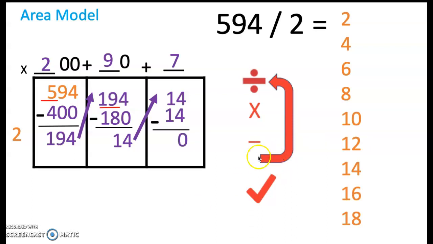Do we have any place values left to repeat with? Nope, so we're going to check. Is 0 smaller than 2? Sure is. That means that our answer is a 2 in the hundreds place, a 9 in the tens place, a 7 in the ones place, giving us 297.